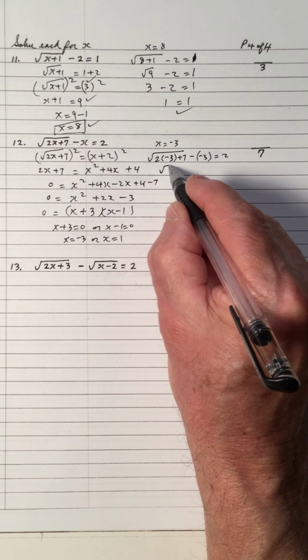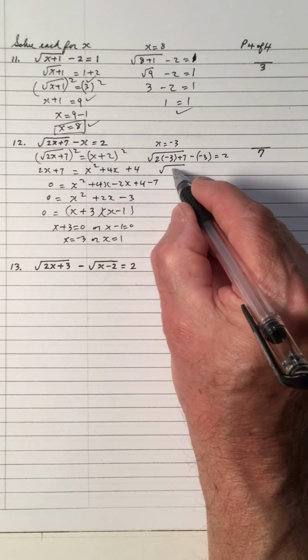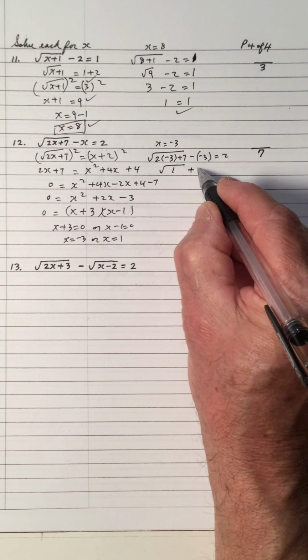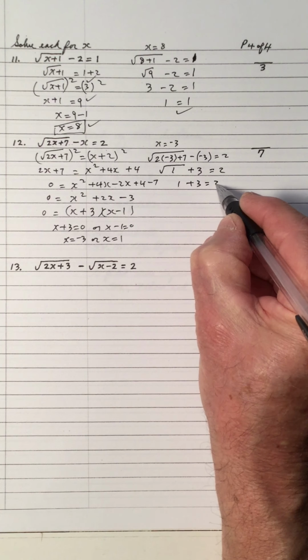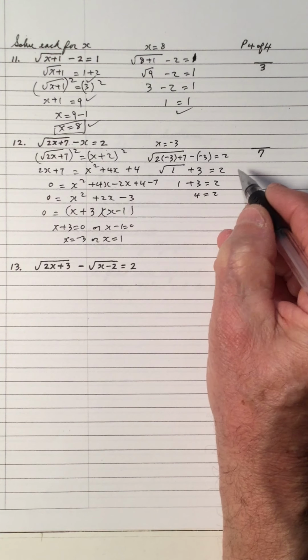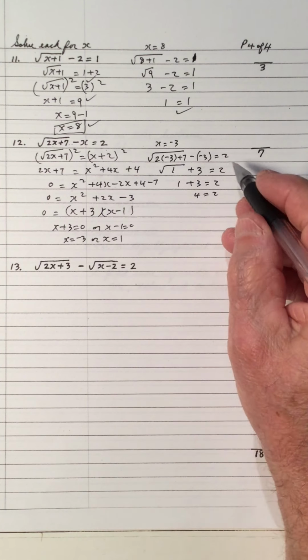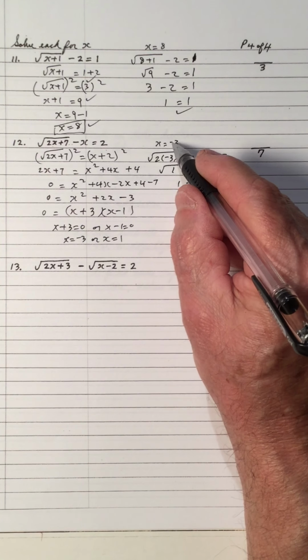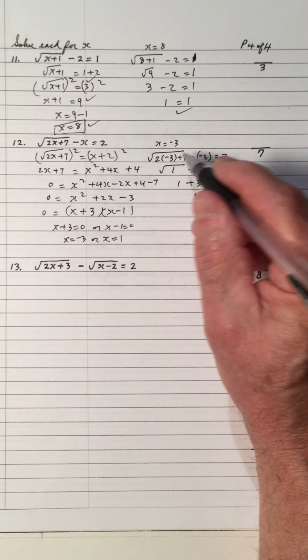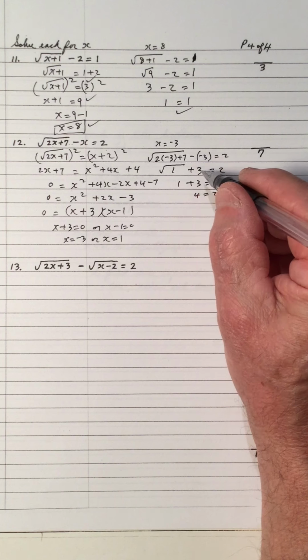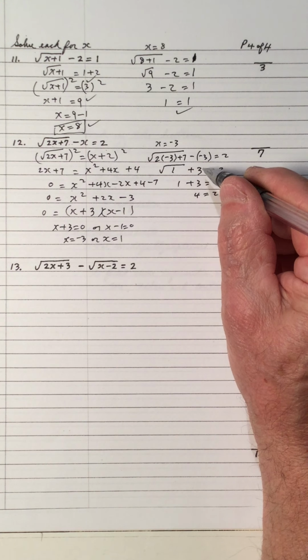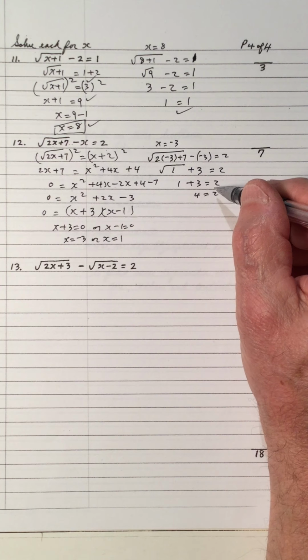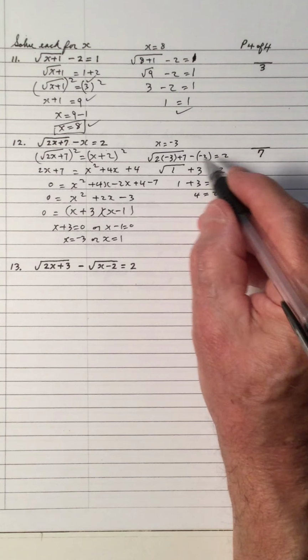So let's work out the inside of this. Negative 6 plus 7 is a 1. Double negative is a positive. So 1 plus 3 equals 2. 4 equals 2. So it doesn't work. Sorry, negative 3. And negative 3 is a 6. A double negative. Got to make sure. Yep, 4. So negative 3 doesn't work.